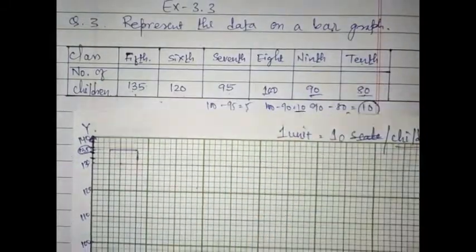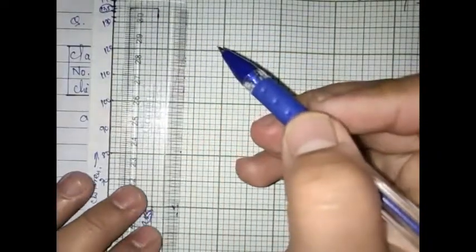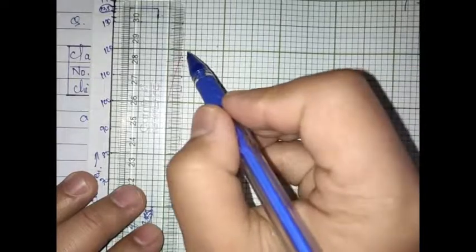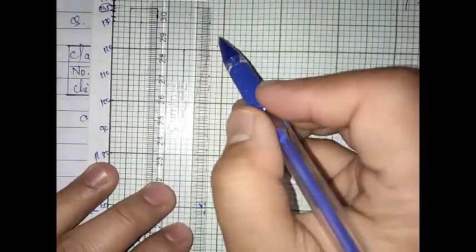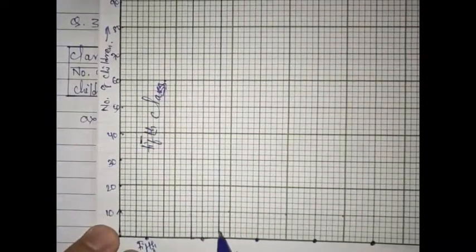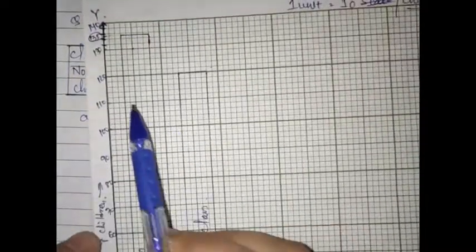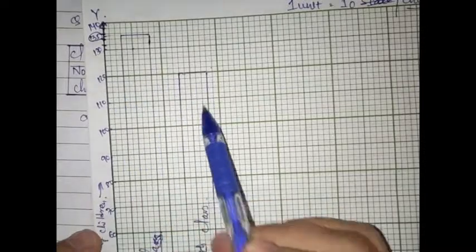Similarly, in the sixth class it is 120. So it is easy to make because directly you are going to get the value. 120 is here. So this makes your 120 starting from here. So this is your sixth class. Alright student, I hope you have understood this. The number of children is 120 in the sixth class.